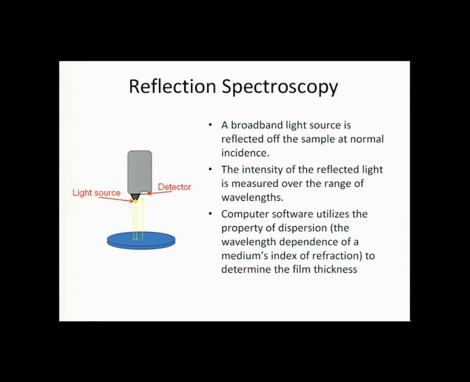So different wavelengths, i.e., different colors of light, and it will go through a whole gamut of wavelengths, will have different ways that it interacts with the material. And this can give us information about either the index of refraction, the type of material, or the thickness of the material, if we know indeed what that material is.